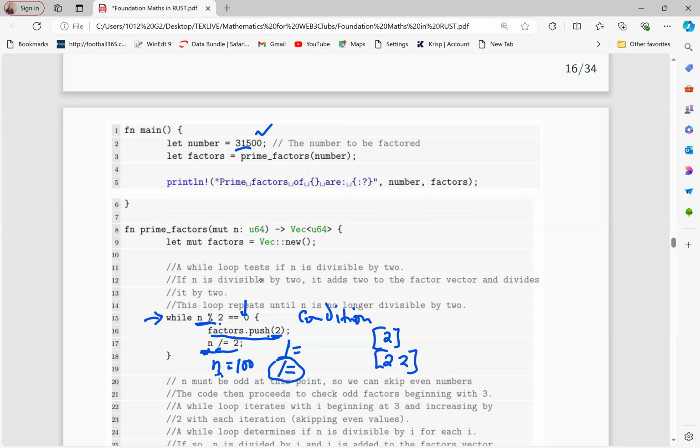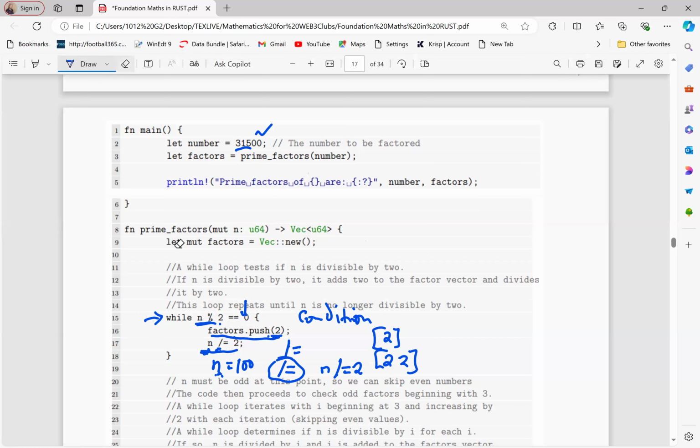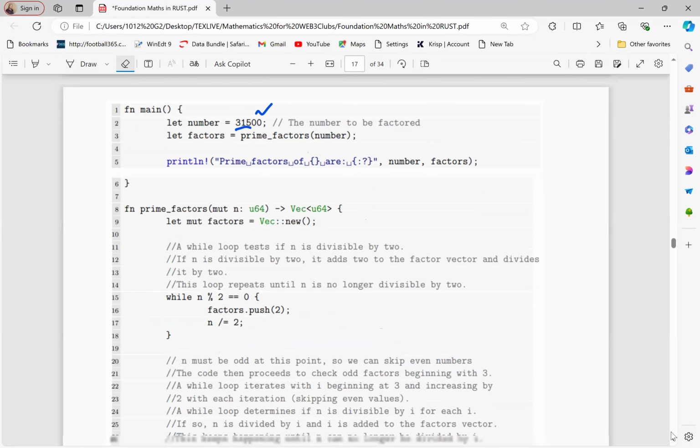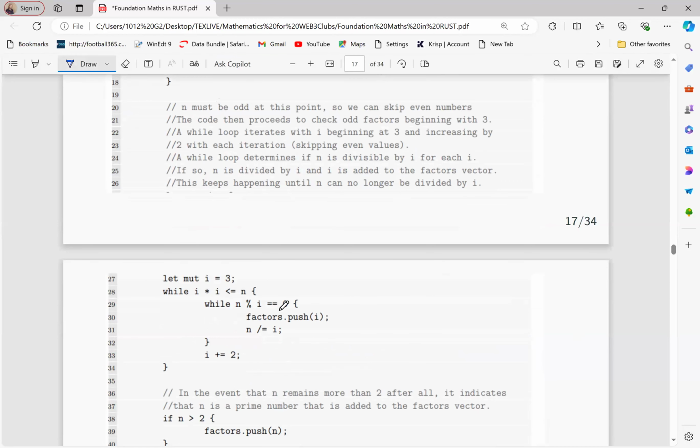And then what becomes of the new n? The new n now is the old n divided by 2. It becomes 50 and so on. So that is what this loop is saying. This loop continues until the new n is not divisible by 2. So when the new n is not divisible by 2, we proceed to this other step.